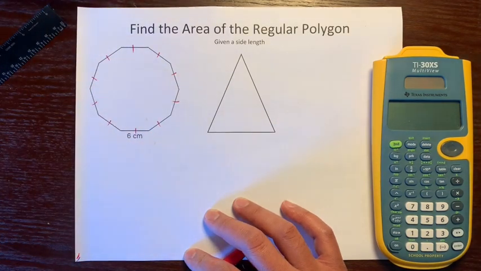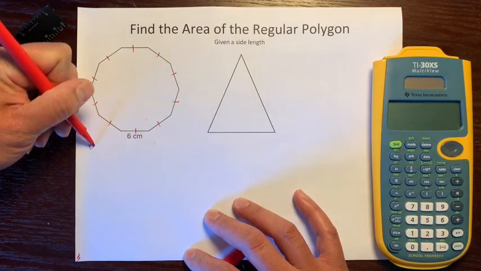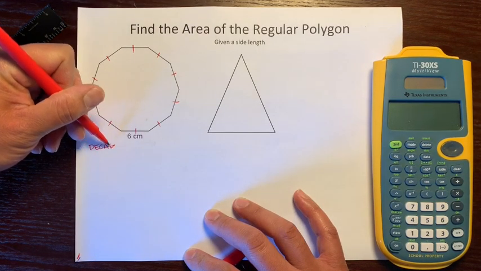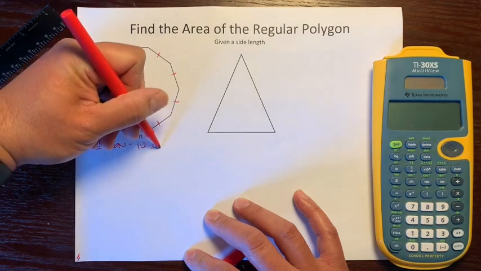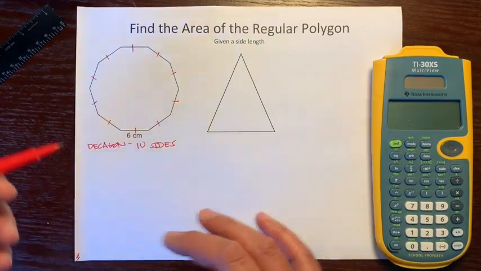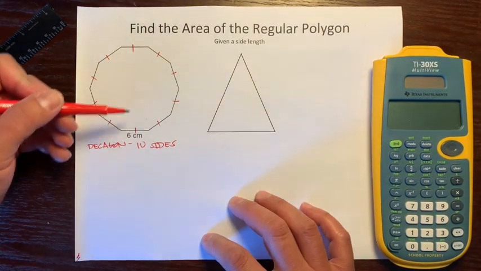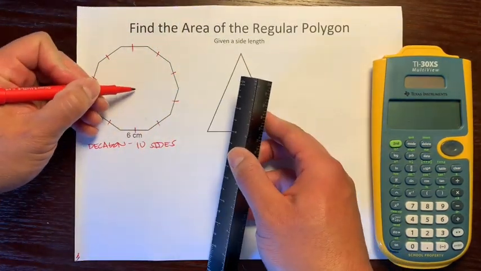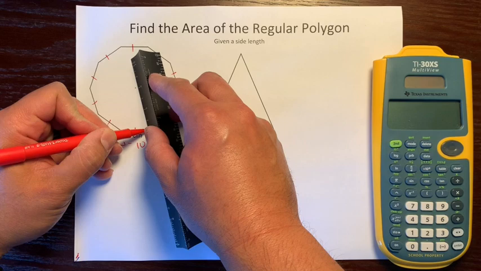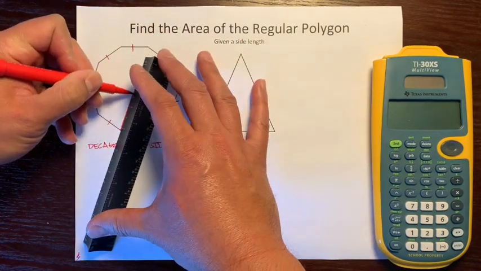That means it's a decagon. 10 sides is a decagon. I'm just going to write it down so I don't forget. Decagon, 10 sides. That means we could split this up into 10 congruent triangles. So here's the center, and I'm just going to draw one of the triangles here and here.